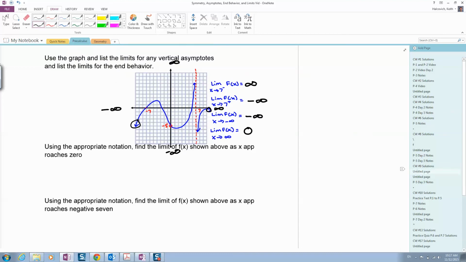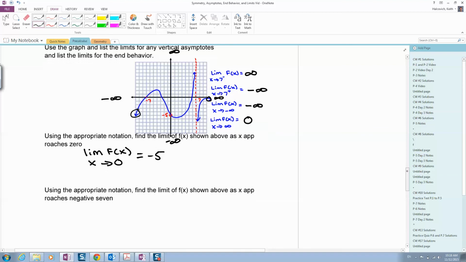So here it asks us to use the appropriate notation to find the limit of f of x shown as x approaches 0. So we're going to do the limit of the function, so f of x, and then we say as x approaches, so that's how you write that, 0. So x approaches 0. Well, notice as it approaches 0, notice what is the y value? The y value here is negative 5. From the left to the right, basically it's asking when x is 0, what is y? And in this case, it approaches negative 5.